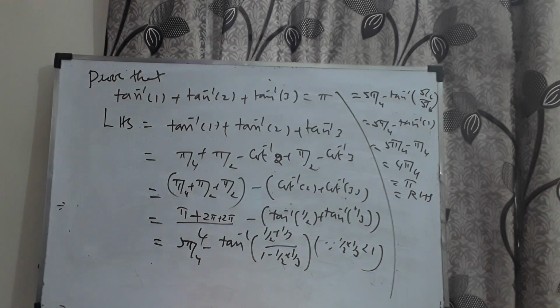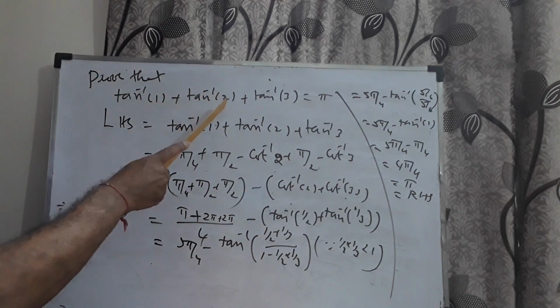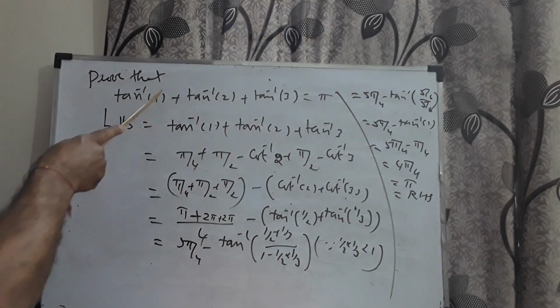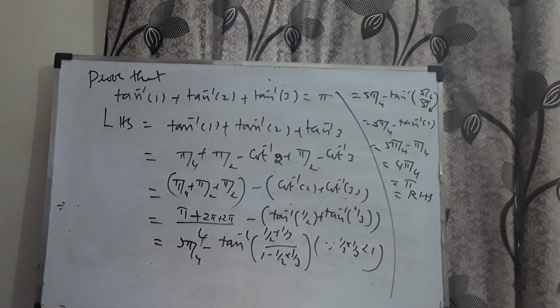Now, for tan inverse 1 plus tan inverse 2 plus tan inverse 3 becomes pi, let me just repeat the whole process. I can't group these two because 1 into 2 is greater than 1. I can't group these two, 2 into 3 is greater than 1. I can't group these two, 1 into 3 is greater than 1.